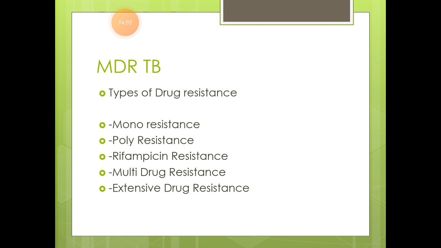It's much changed now. It will get updated soon, but you should have a brief idea on drugs which are used in MDR-TB and mainly the types of resistance. Those are monoresistance, polyresistance, rifampicin resistance, also called RR, multi-drug resistance and extensive drug resistance. There are clear definitions for each of these types of resistance, so you can read it in the guideline. It's mentioned there.